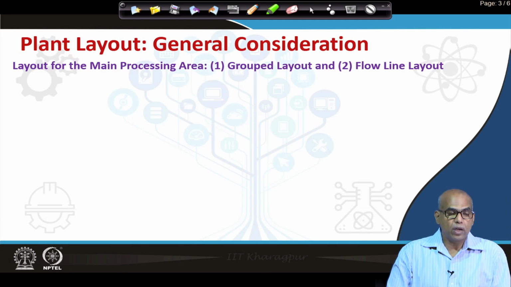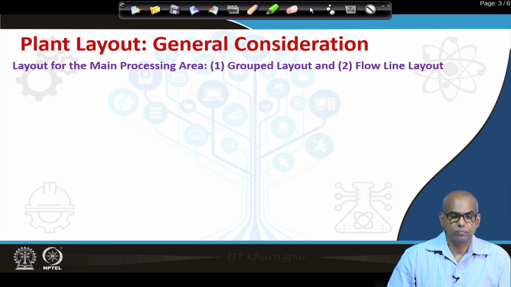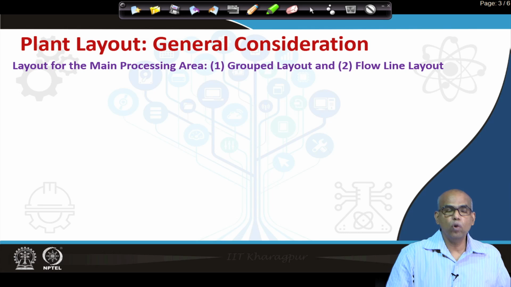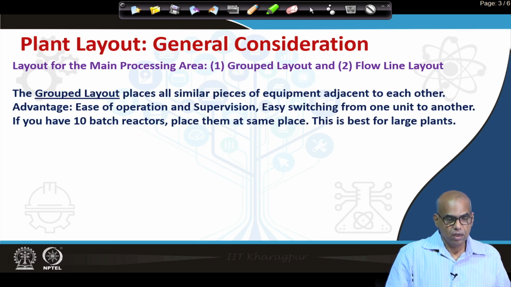Now, we will talk about plant layout. There are two types of plant layouts: grouped layout and flow line layout. The grouped layout places all similar pieces of equipment at one place. So, all similar pieces of equipment will be placed adjacent to each other.